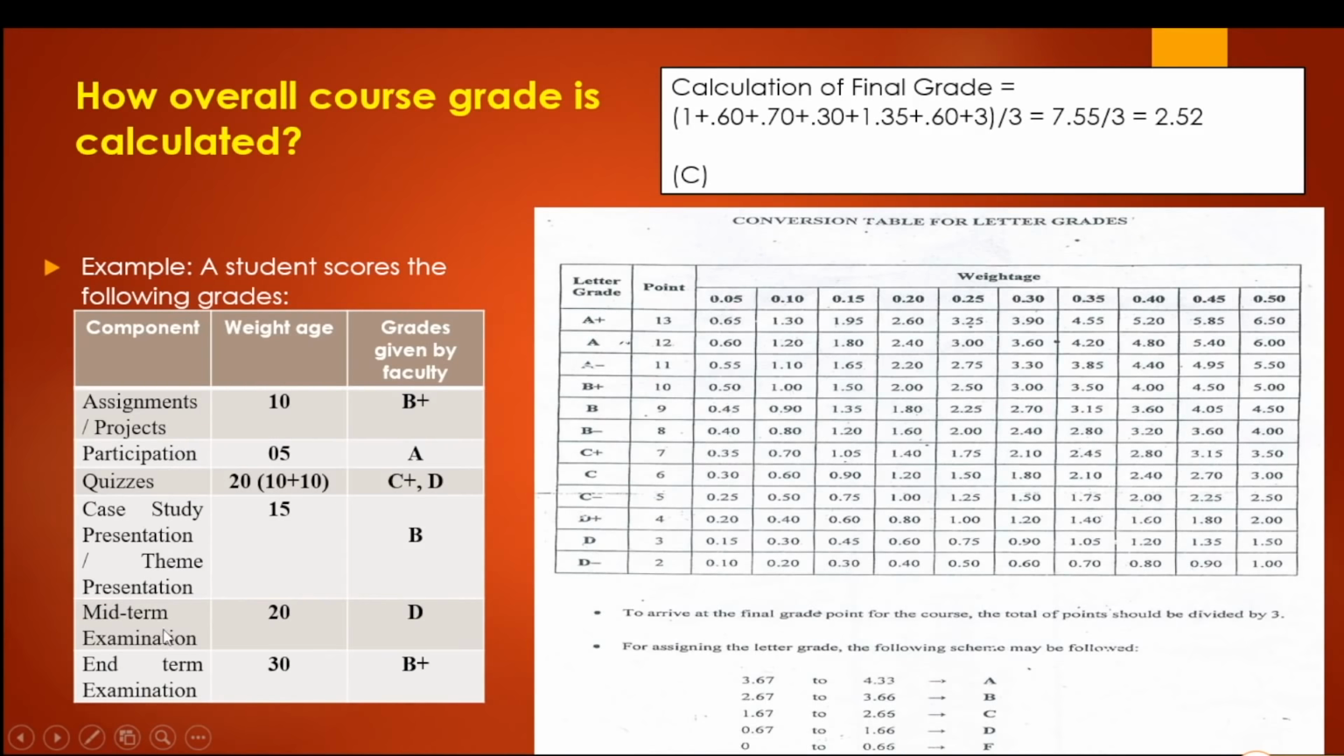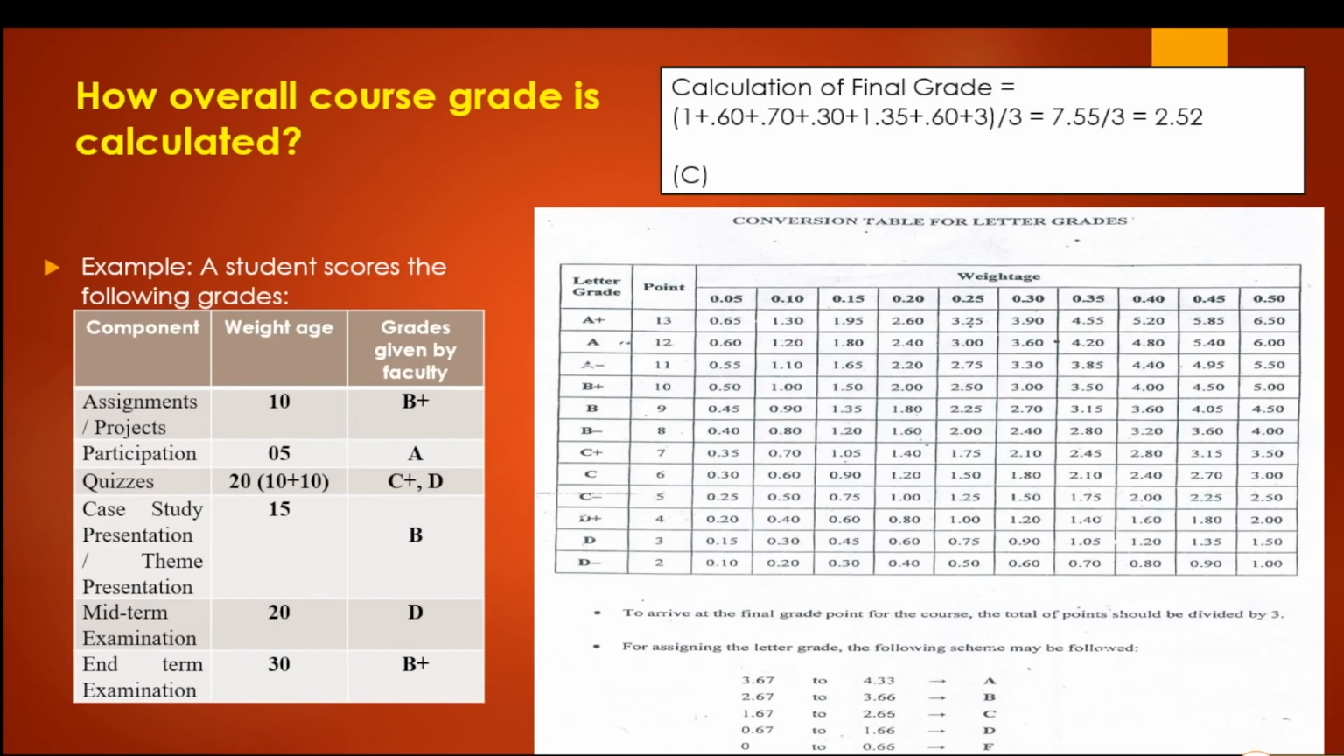So I showed how I graded a student for midterm. The same thing can be calculated by you for different components which are there in that particular exam, right? Now one example which we are taking here is that a student has got grades of B plus in assignment, A in participation, C plus and D are the 2 grades in quizzes, B has been obtained in case study, D has been obtained in midterm, and B plus has been obtained in the end term exam.